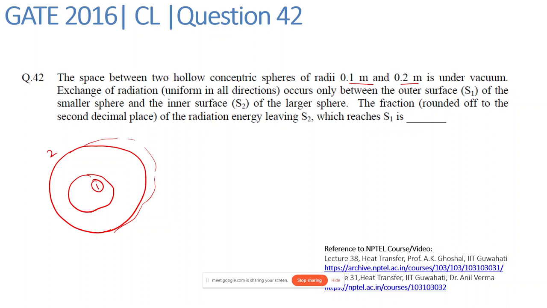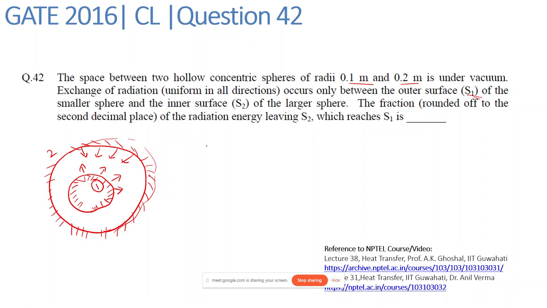Exchange of radiation occurs only between the outer surface S1 and the inner surface S2 of the larger sphere. So that means the radiation will only occur in this direction for the first sphere, and for the larger sphere, the radiation will only occur in this direction. It won't occur from the outer direction.